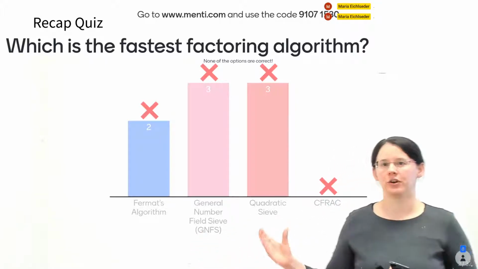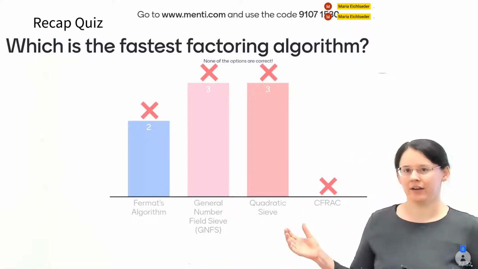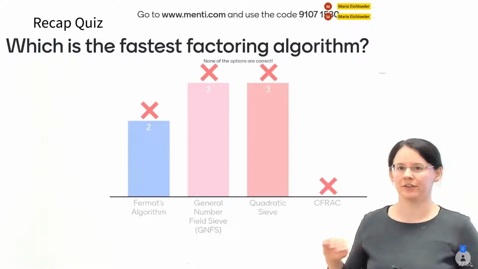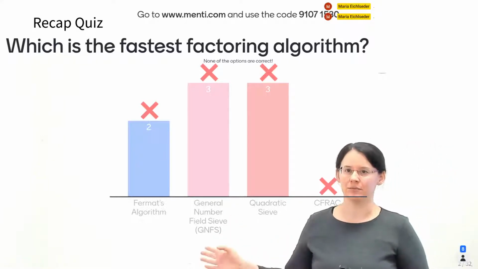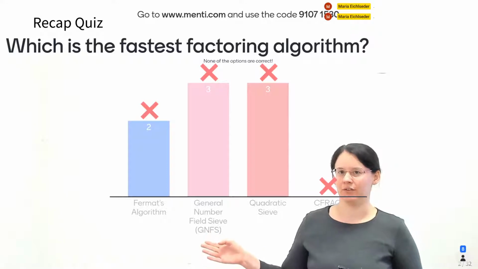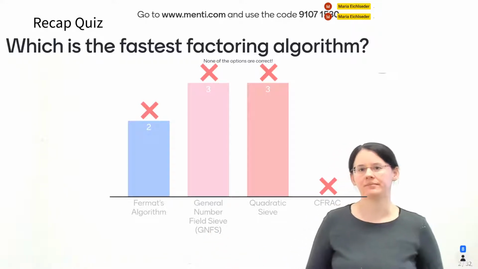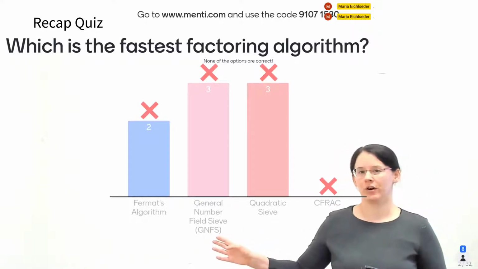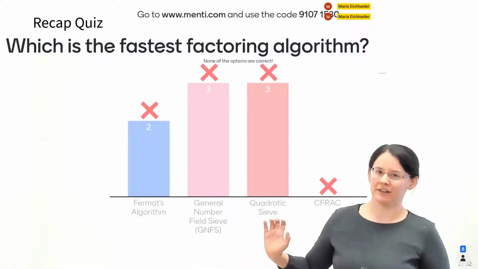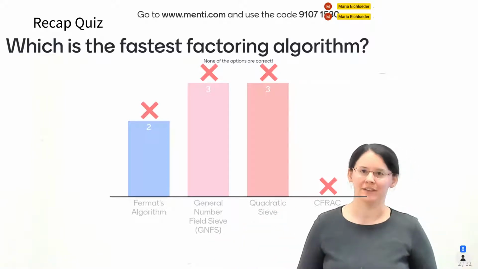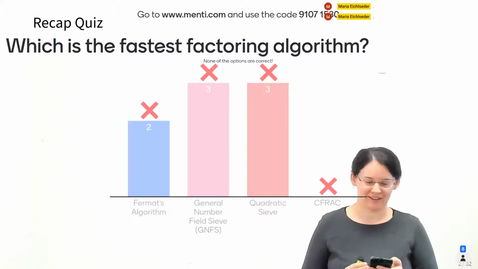So this builds on top of the quadratic sieve. All of these are sieving algorithms, but this one is the fastest, and this one is the one that all the factoring records are based on. However, it's quite a bit more complicated to understand than the quadratic sieve, which is why we didn't cover it. It involves a lot more math.